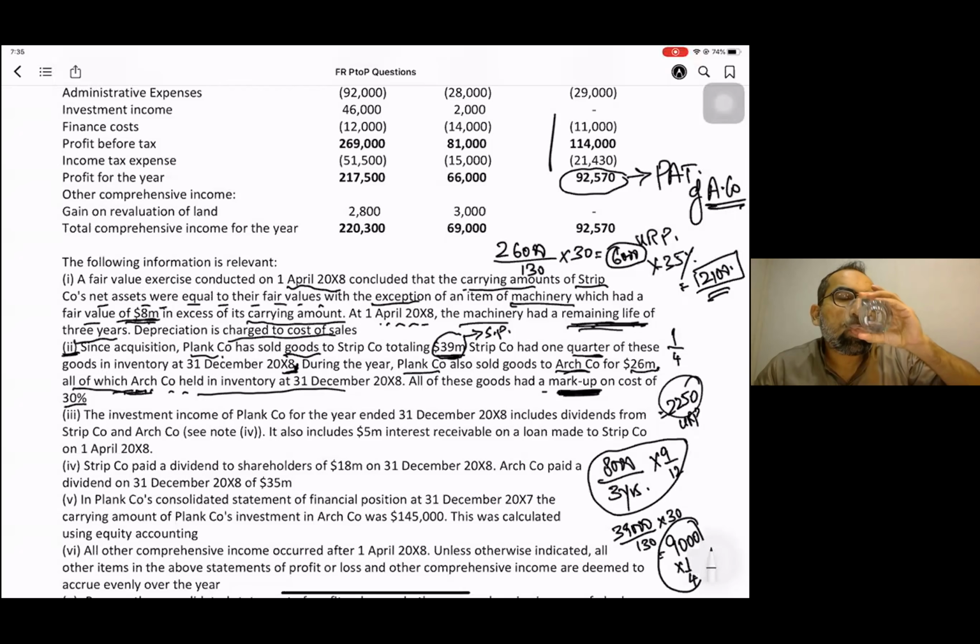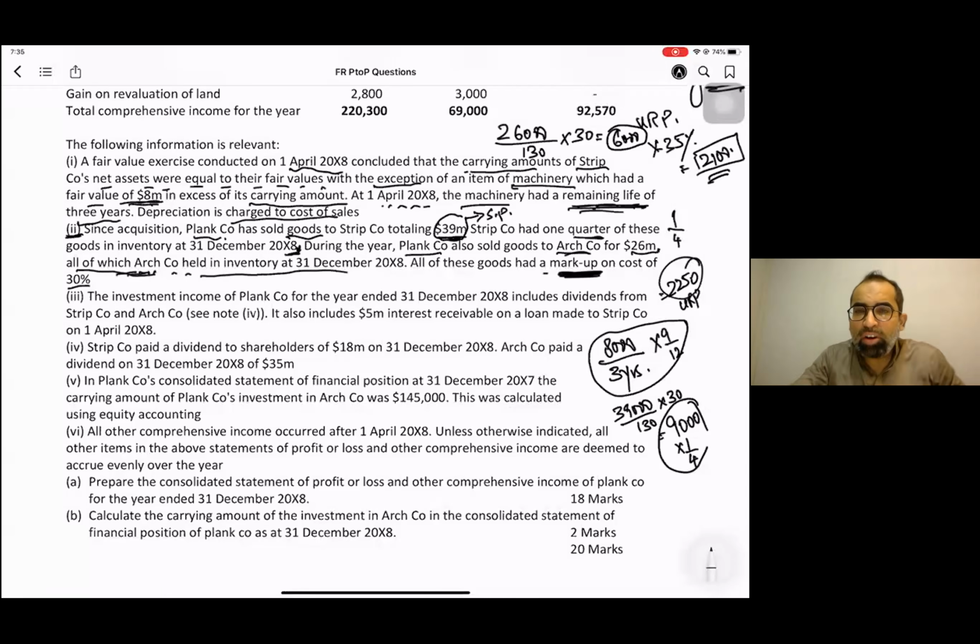Okay, next. The investment income of Plank for the year ended 31st December X8. Now, you have the question. You can check it in your WhatsApp as well, and I'll show you the question as well. The investment income in the P company books includes dividends from Strip and Arc. It also includes 5 million interest receivable on a loan made to Strip company on 1st April X8.